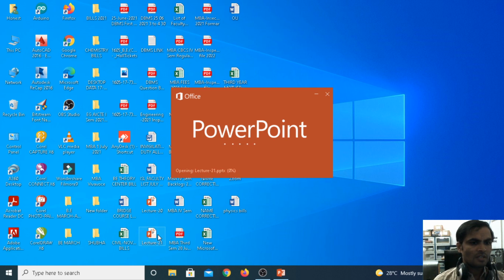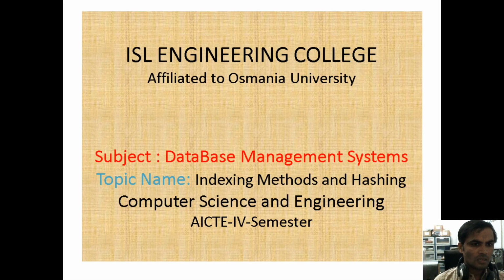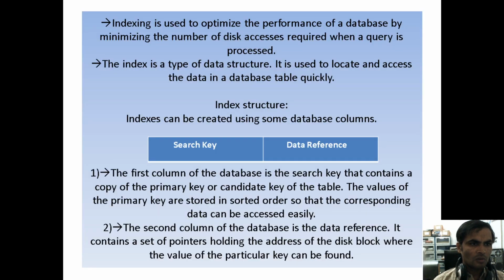The main purpose of indexing is searching the data very fast in the database, whether it is in sorted or unsorted format. In the database, the data will be stored in sorted or unsorted format, but under the index, it will be stored in sorted format only. Indexing is used to optimize the performance of the database by minimizing the number of disk accesses required when the query is processed.